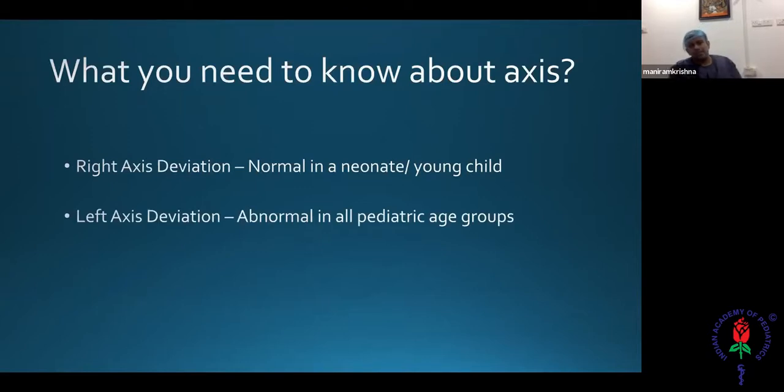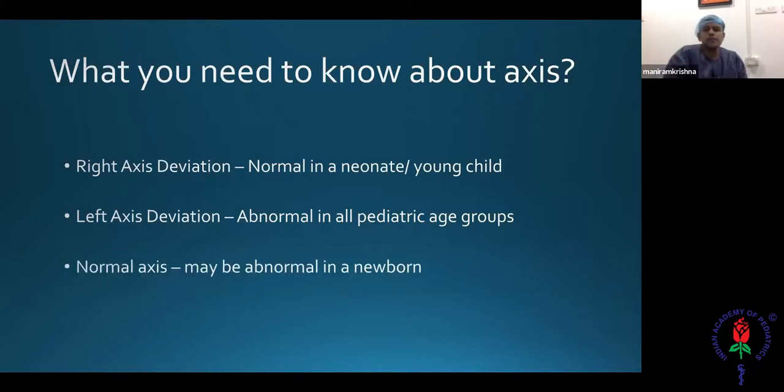Now, if you have left axis deviation in pediatrics, it does not matter what age it is. The baby can be a newborn, a 17-year-old, or a 4-year-old. If you see left axis deviation, it is abnormal and you need to get the child seen by a pediatric cardiologist. There may not be anything very apparent even on clinical examination, but there may be subtle cardiac involvement which will only be picked up by a pediatric cardiologist, and you need to send this child for a cardiac evaluation. Normal axis sometimes can be abnormal, especially in a newborn baby.